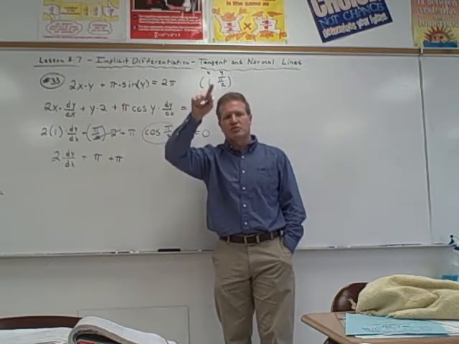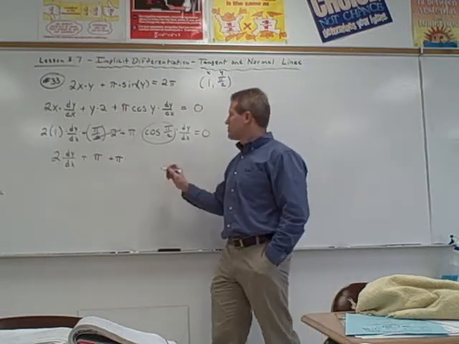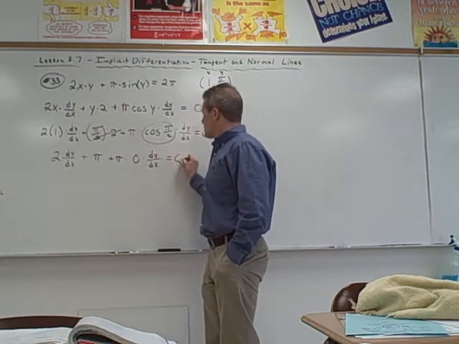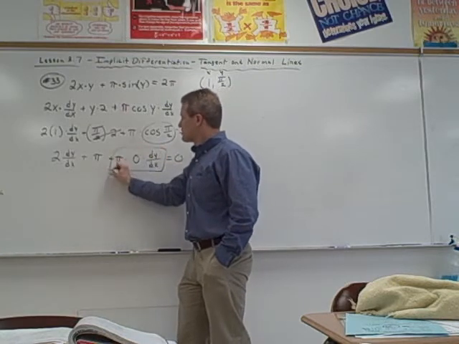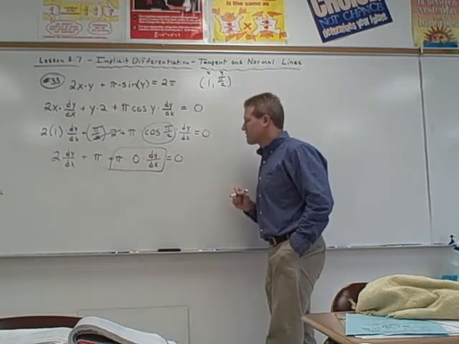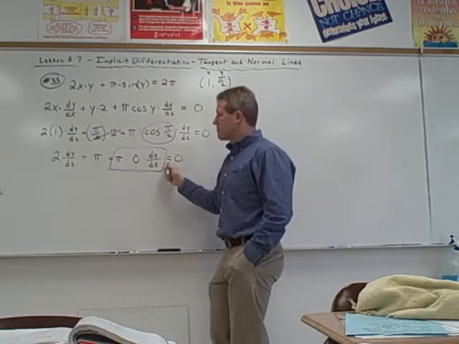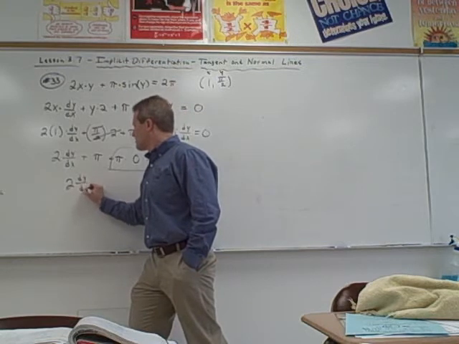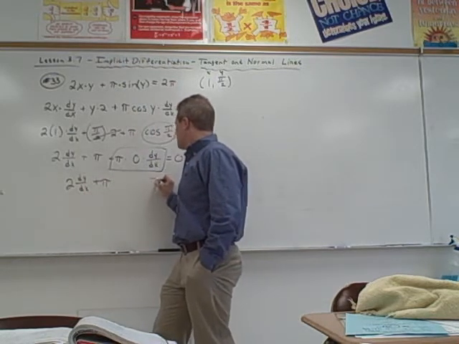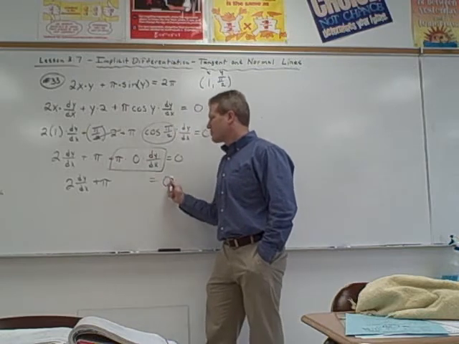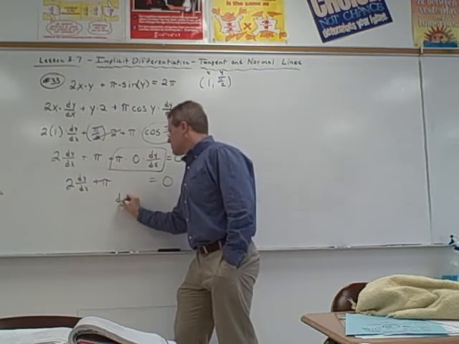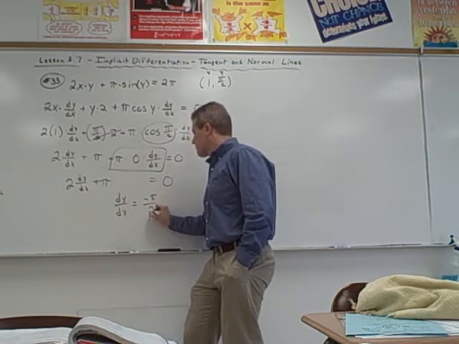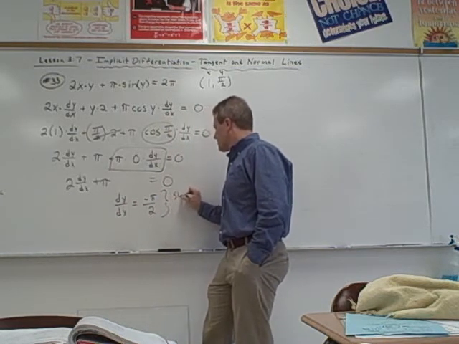Pi halves is at the top of the unit circle, cosines are distance left or right, so it would be 0 units left or right. So you can see this whole term will become 0 because pi times 0 times dy over dx is equal to 0. So really I just have 2 dy over dx plus pi equals 0. Subtract pi off both sides, divide by 2 on both sides, dy over dx equals negative pi over 2. That is the slope of your tangent line.